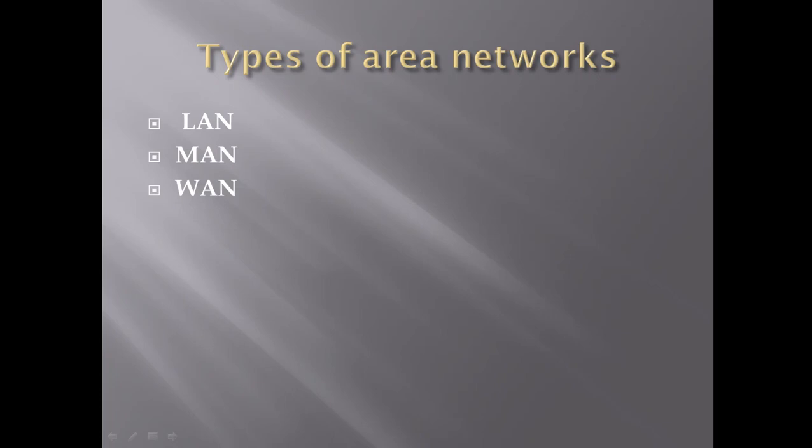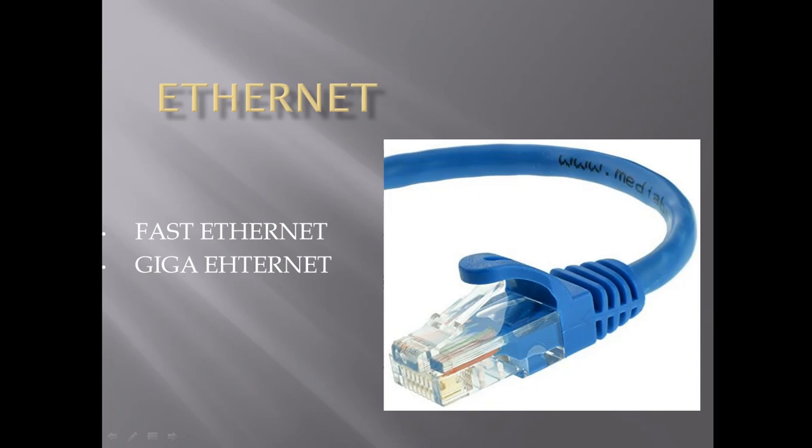Next we discuss how many types there are. There are two types: the first one is Fast Ethernet and the second one is Giga Ethernet. What is meant by Fast Ethernet? Fast means it is a fast emerging software and hardware technology. It can also run on optical fiber cable and wireless.